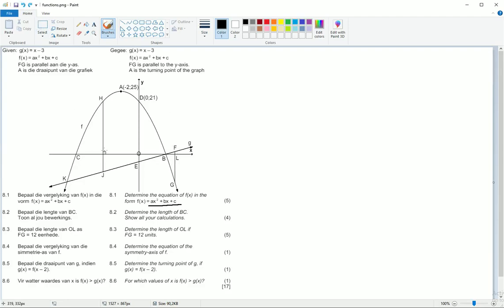So that's the same as this 90 degrees over here. So they could have also told us that that is perpendicular to the x-axis. Okay, same thing. A is the turning point. Okay, nice. A is the turning point of that graph.